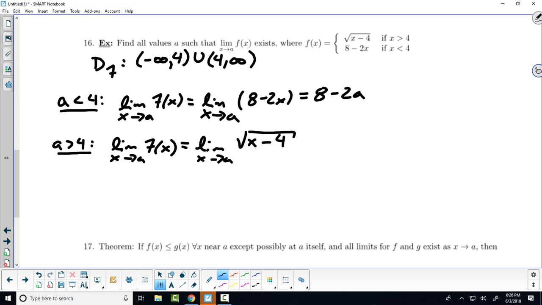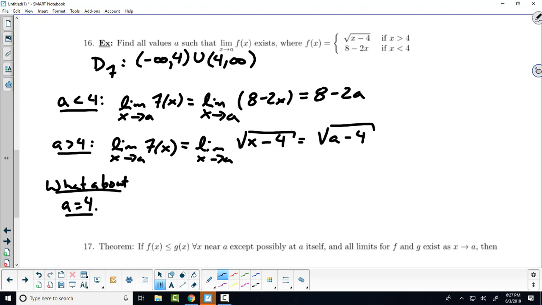Okay? So then we can just go ahead and evaluate that. That's the square root of a minus 4. So we can certainly evaluate the limits if a is greater than 4. We can certainly evaluate the limits if a is less than 4. Who's left? 4. That's really the heart of this question. What about a equals 4?